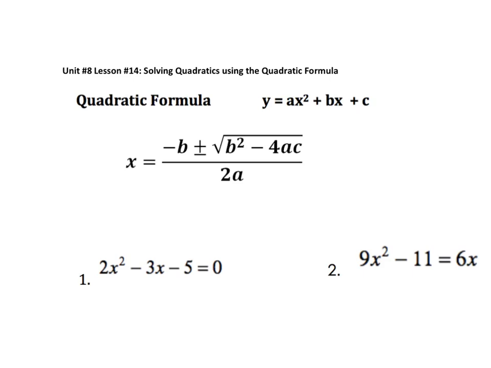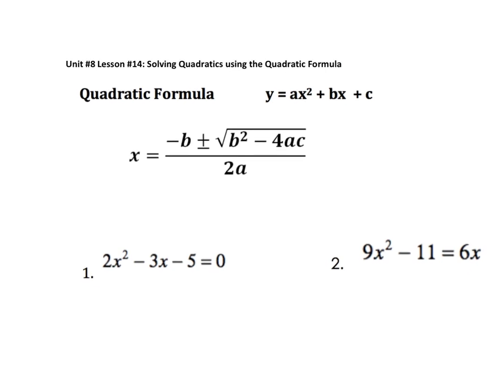Good morning. Today we're going to learn how to solve quadratics using the quadratic formula. And this is basically exactly what we're doing based off of yesterday's lesson. We identify our a values, our b values, our c values, and then we substitute into the formula. But I'm actually going to do it a little differently.